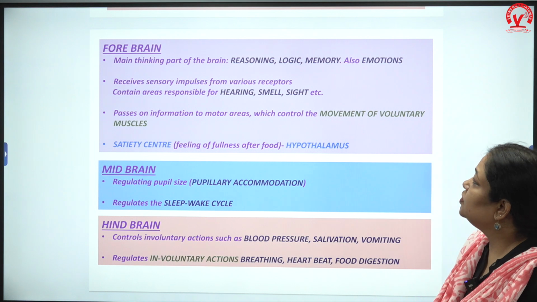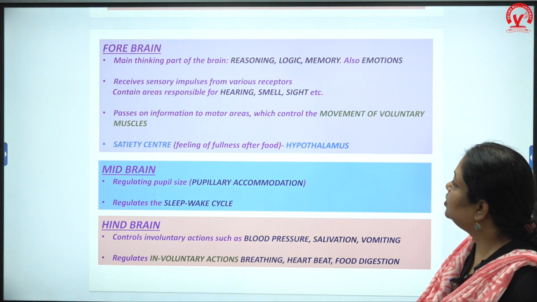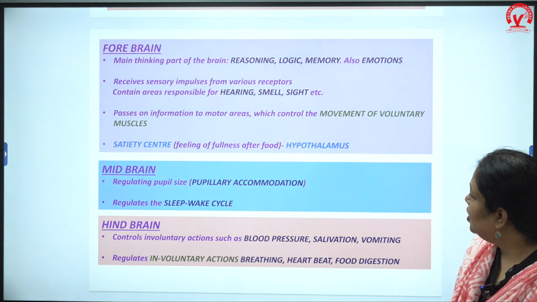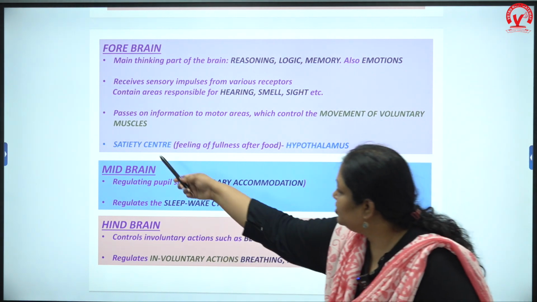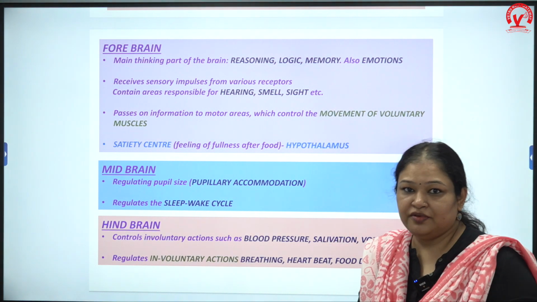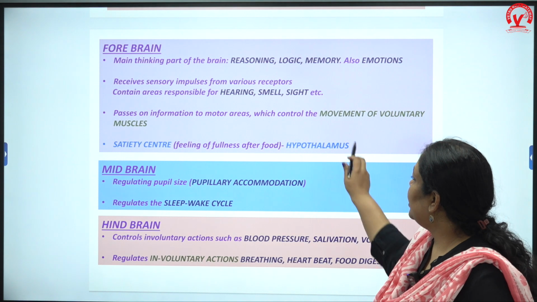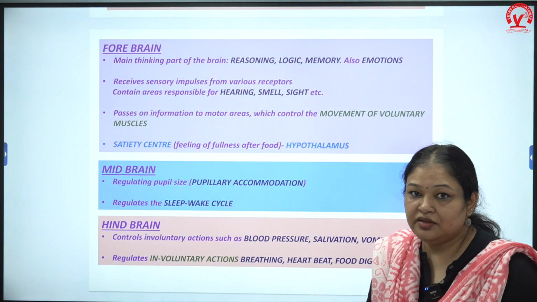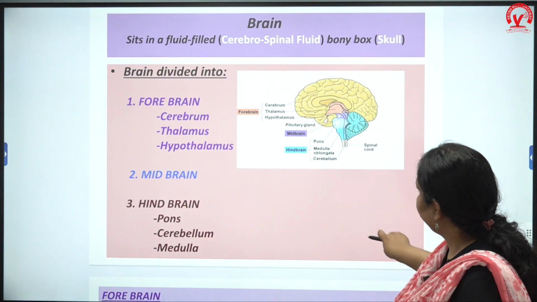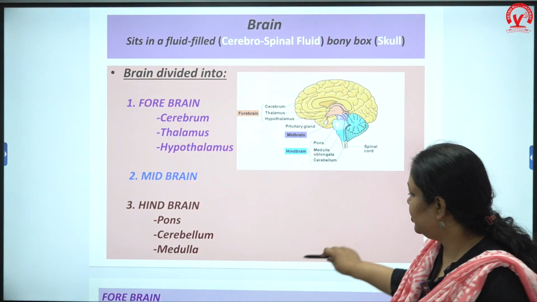The other functions of the forebrain include reasoning, logic, memory, emotions, and hearing, smell and sight. And it also has the satiety center, that is the feeling of fullness. Once you've had your meal, you have a full feeling. That is done by the forebrain. The hypothalamus in particular belongs to the forebrain. We saw over here in the picture, the forebrain has the hypothalamus, that is the satiety center, right?